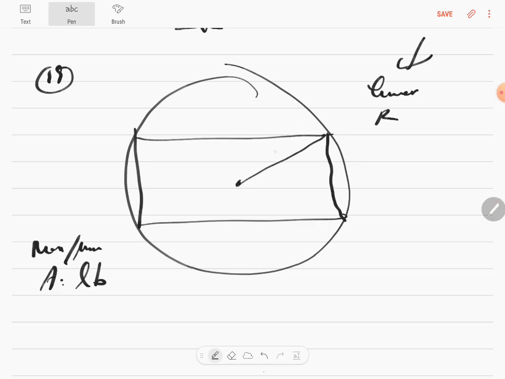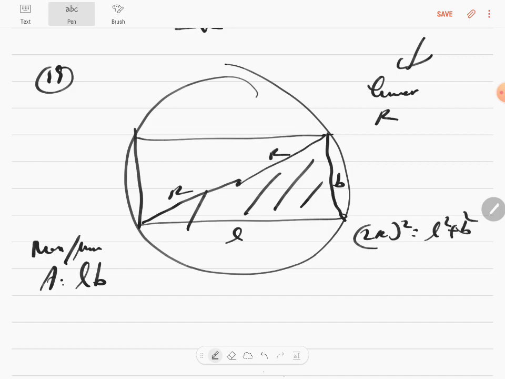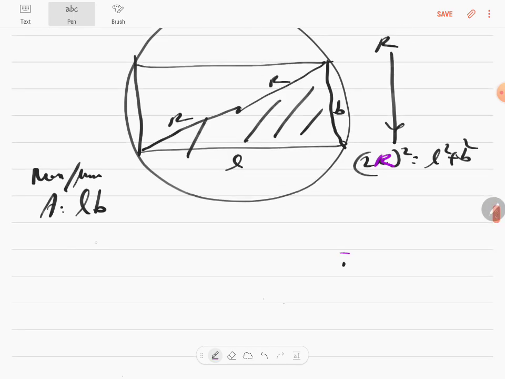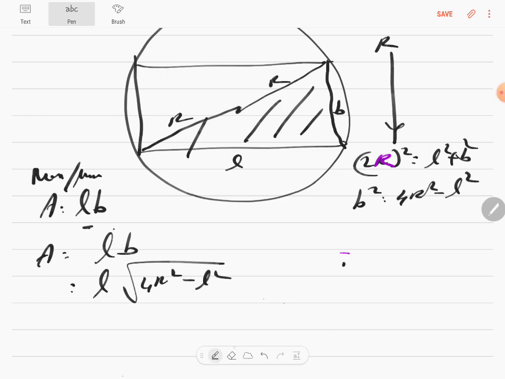You know that this is R. This is also R. Therefore the diagonal is 2R and therefore hypotenuse is 2R. This is length and this is breadth. So using this triangle you can write 2R the whole square is equal to L square plus B square, which is what is written from the given. Because R is what is given. You can't have two variables when you differentiate. You can write B in terms of L. So B square is equal to 4R square minus L square. So A is equal to L into B, where B can be written as root of 4R square minus L square, where R is a constant. It's given.